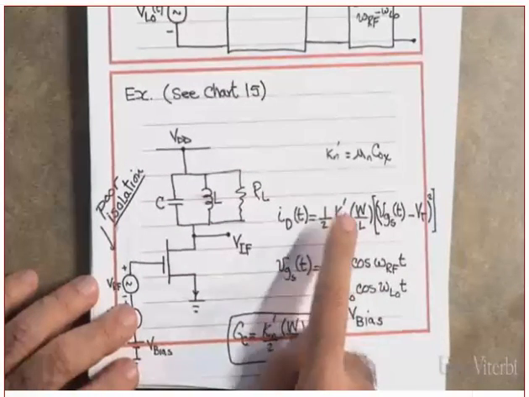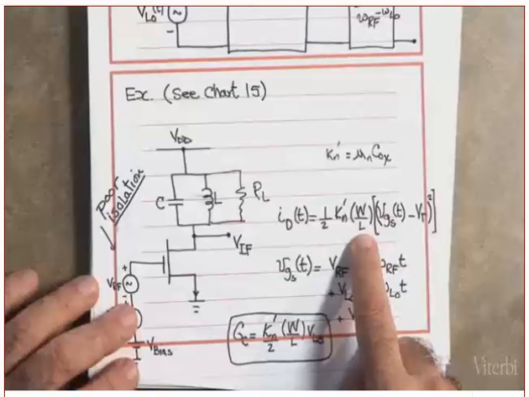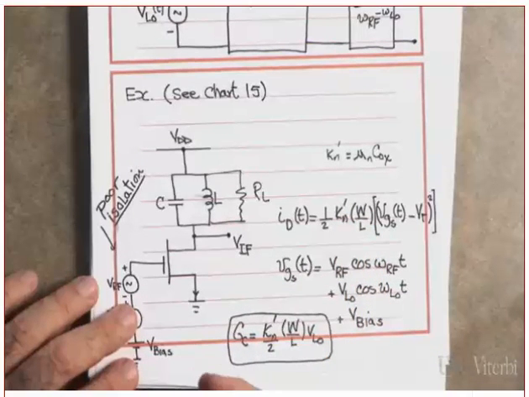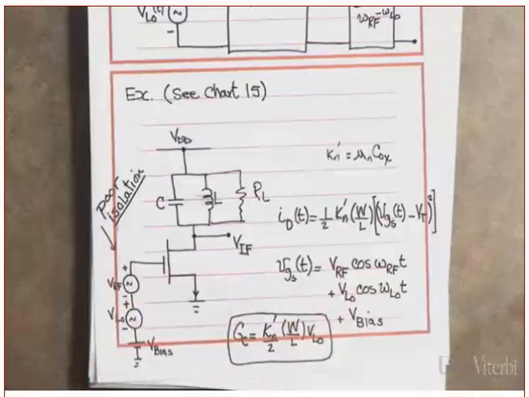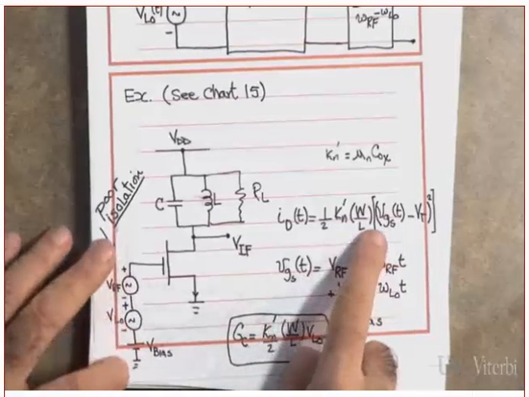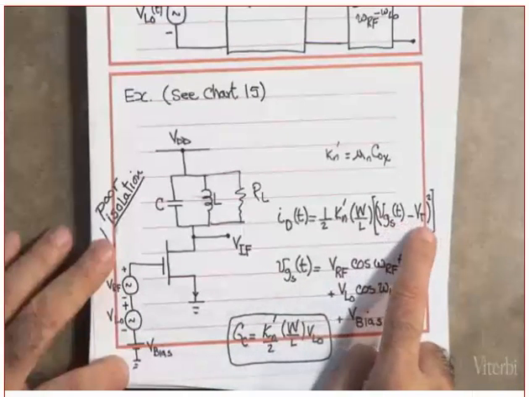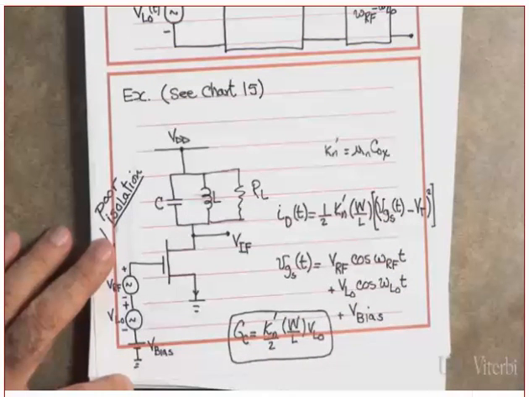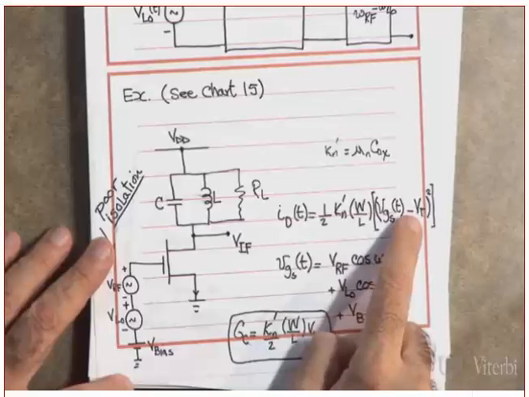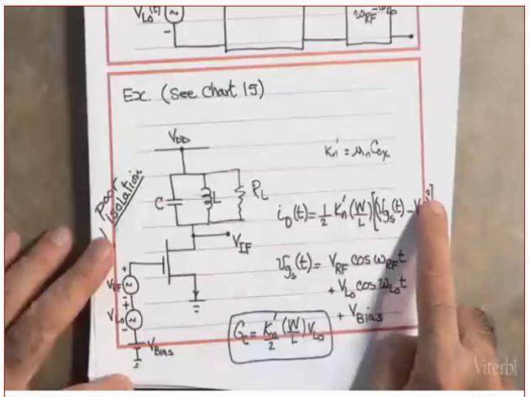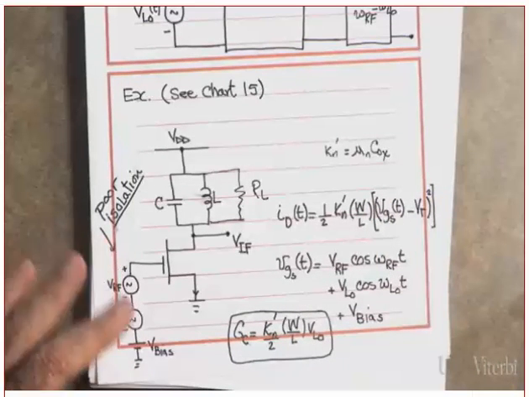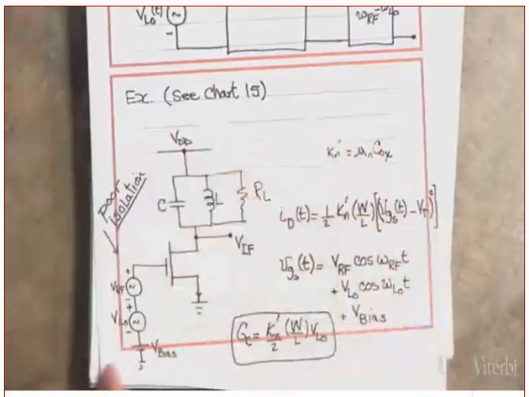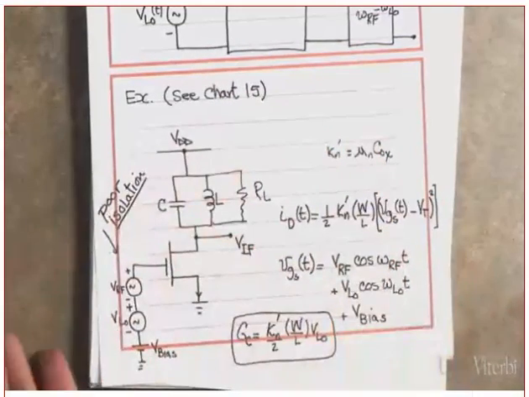1/2 Kn prime of W over L. W is the width of the channel, L is the length of the channel, times VGS minus VT. VGS is the voltage between the gate and the source, minus VT, the whole thing squared. Did you get this? That's a square. Is that non-linear? That's non-linear.